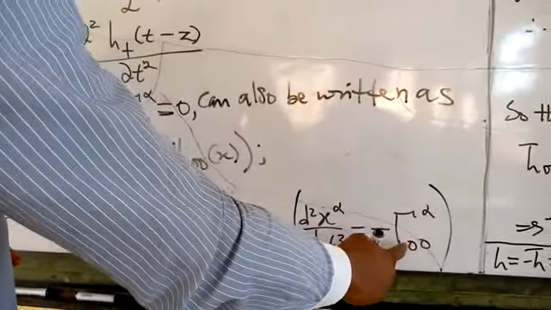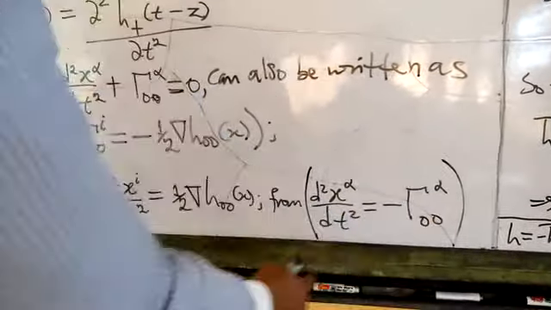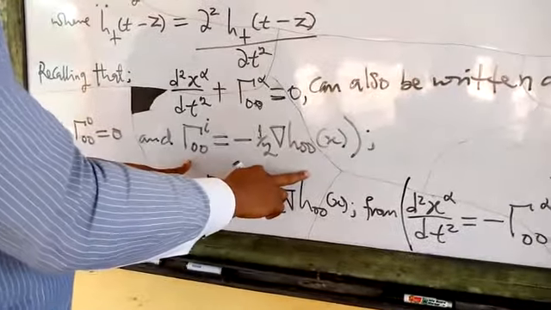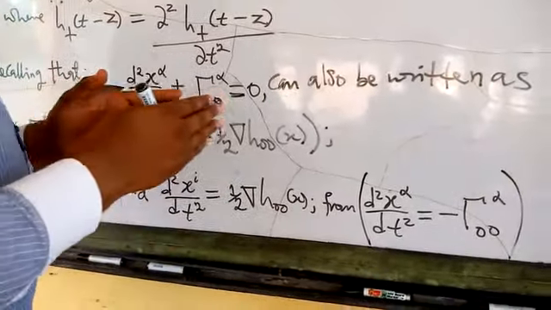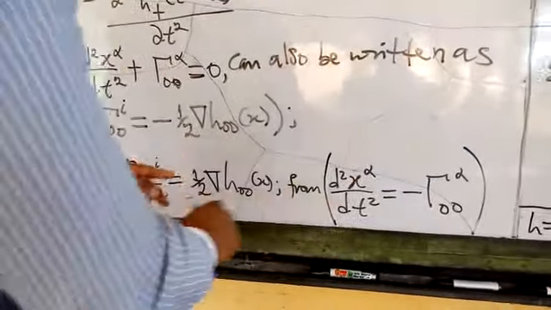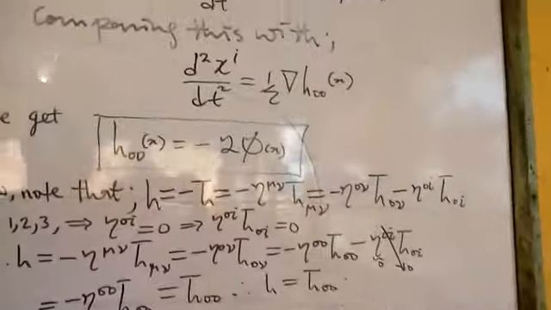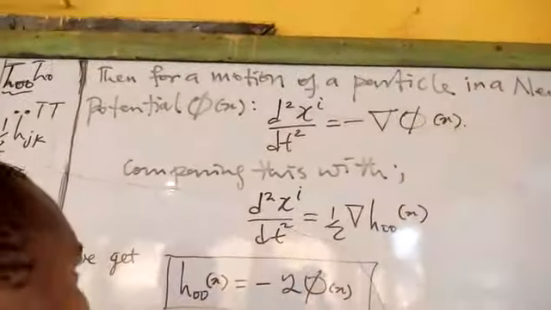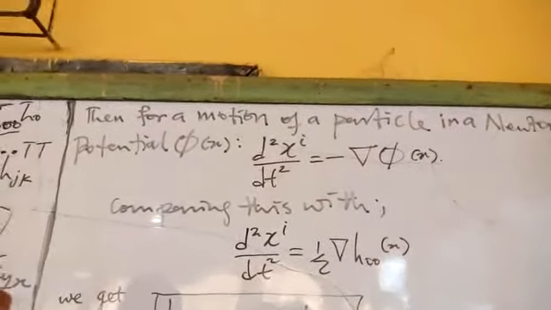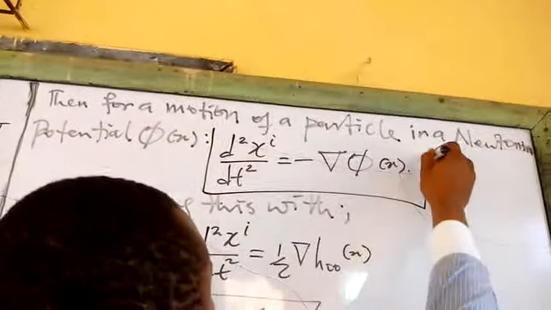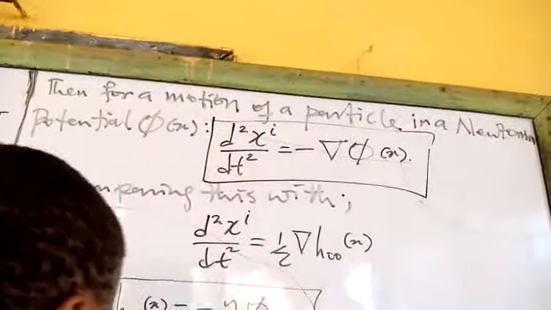But then again, we know that gamma I not, from what we've obtained before, is equal to minus that. If I substitute that as this expression here, then I get a plus here. Okay, moving on. Then for a motion of a particle in a Newtonian potential phi, we have, of course, that this acceleration can be written as that.